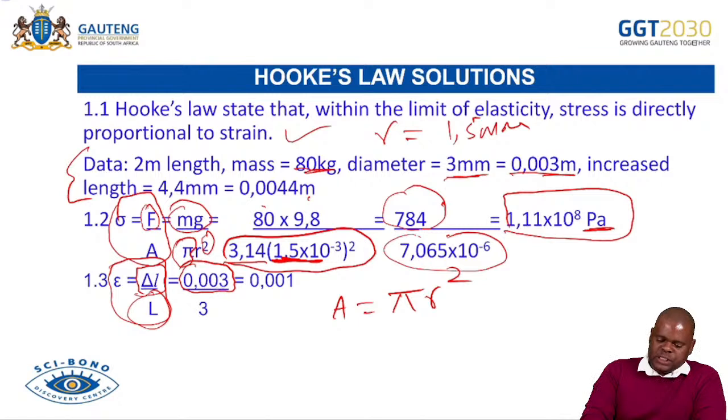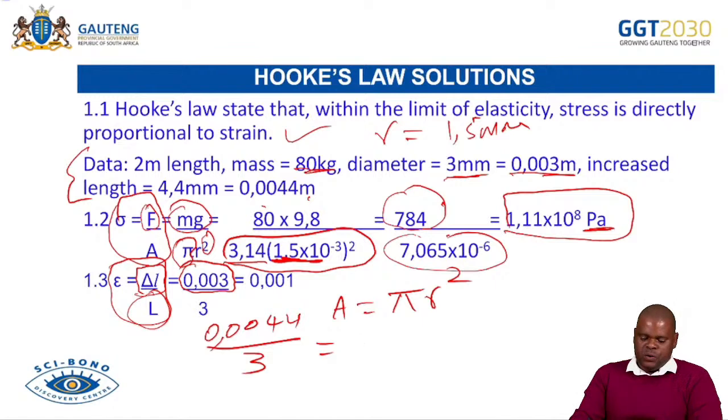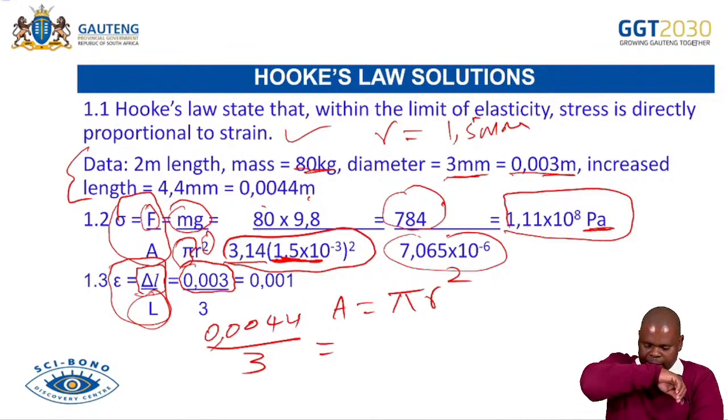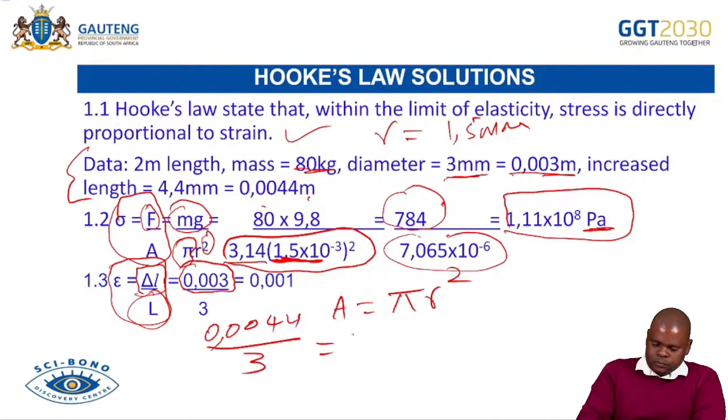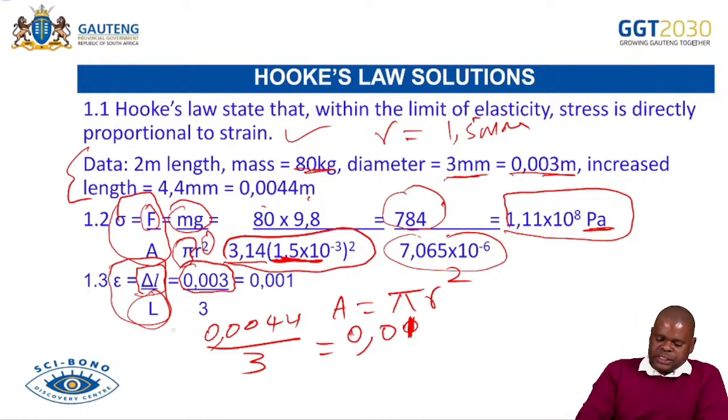0.0044, not 0.003. That means here we'll say 0.0044 divided by 3, which will give us something. Can you use a calculator to do that?